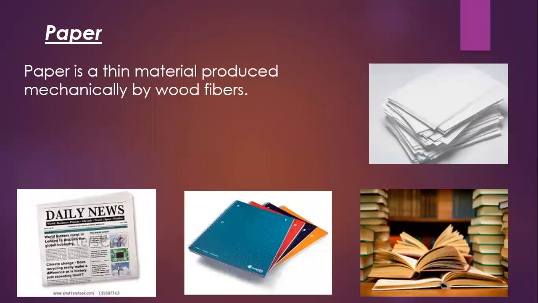Then we have paper. Paper is a thin material produced mechanically from wood fibers, meaning from the trees, from the wood, paper comes. You're reading a book, it has so many papers inside it. When you are writing your assignments, your notebooks, newspapers, all these are made from paper. So paper is another type of material.